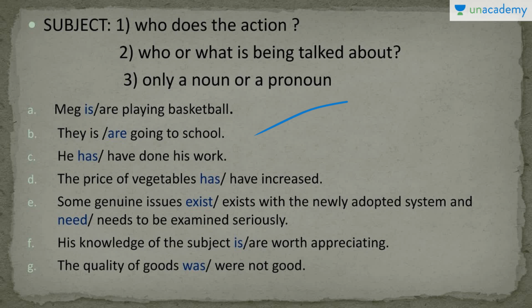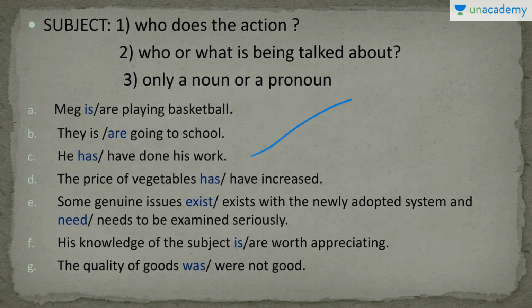Next, they is or are going to school. Now again, here is an action, going. Who are going? They are going, so they is the subject, and since it is a plural subject, I would need a plural verb. And between is and are, you know that are is a plural verb. Therefore, the correct sentence would be they are going to school.